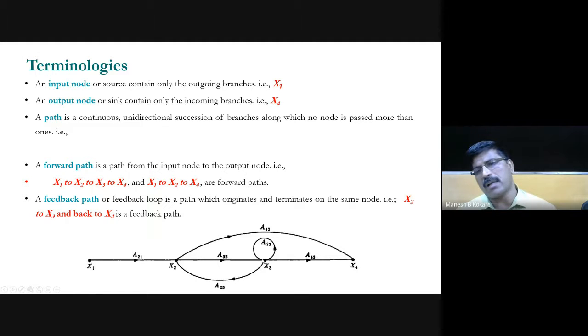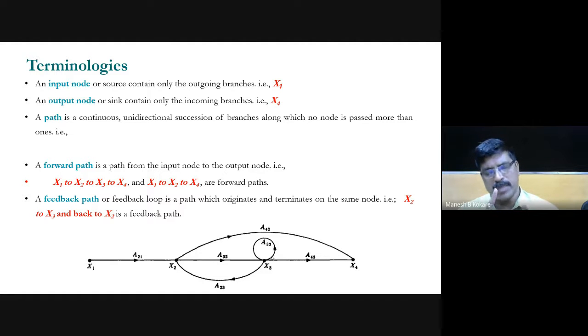When it is starting from the same terminal and it is not traversing any other node, this is called the self loop. Whereas this is called the feedback loop, right? A feedback path or feedback loop is a path which originates and terminates on the same node, that is x2 to x3 and x3 to x2. So this is called the feedback loop, whereas this is called the self loop, right? I hope that now it is understood.